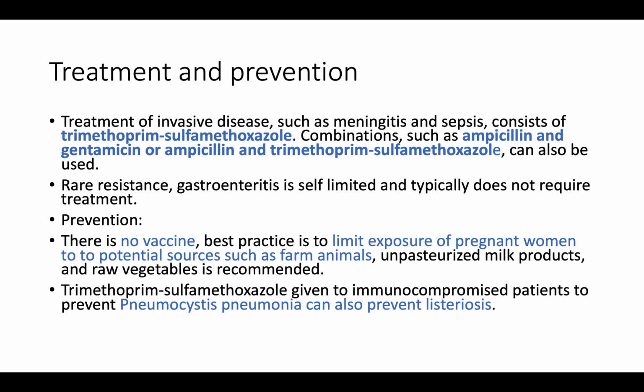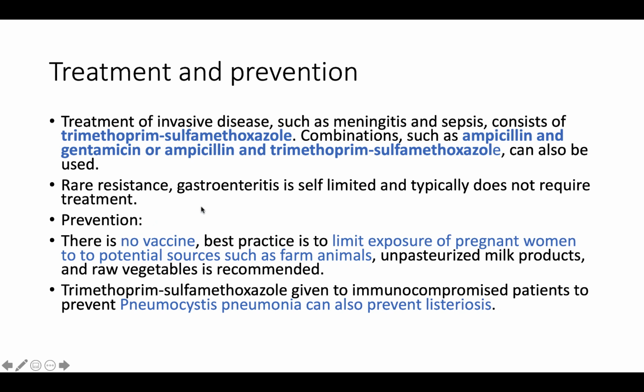Treatment and prevention. If you want to treat this, you want to treat the bacteria. This is the only one that is pyogenic. As for meningitis, you want to give trimethoprim with sulfamethoxazole as a combination. Other combinations: ampicillin and gentamicin, beta-lactams with aminoglycosides is a great combination, or that with ampicillin and the sulfatrim as well. All can be used.